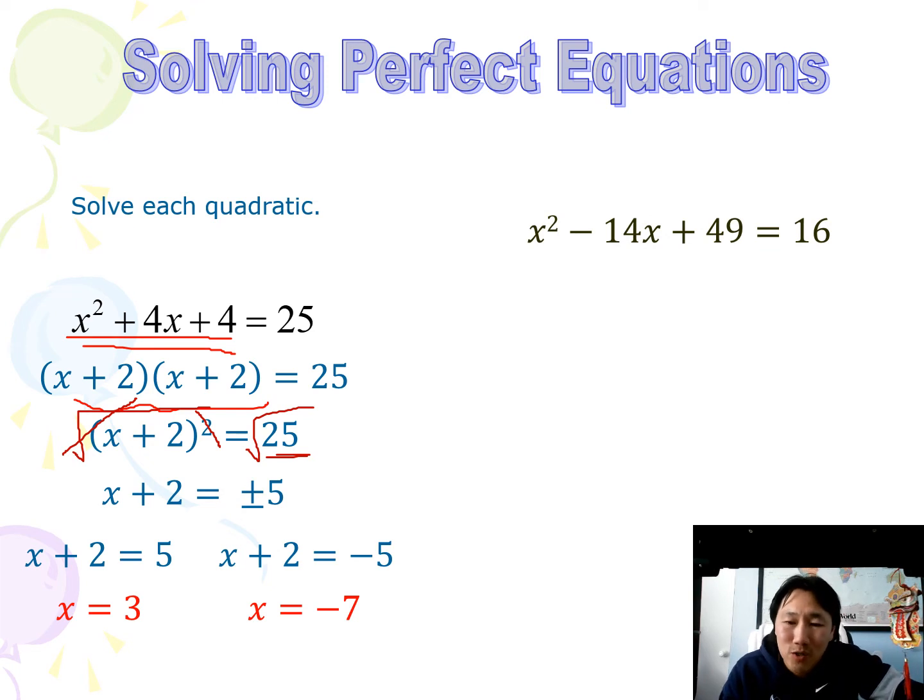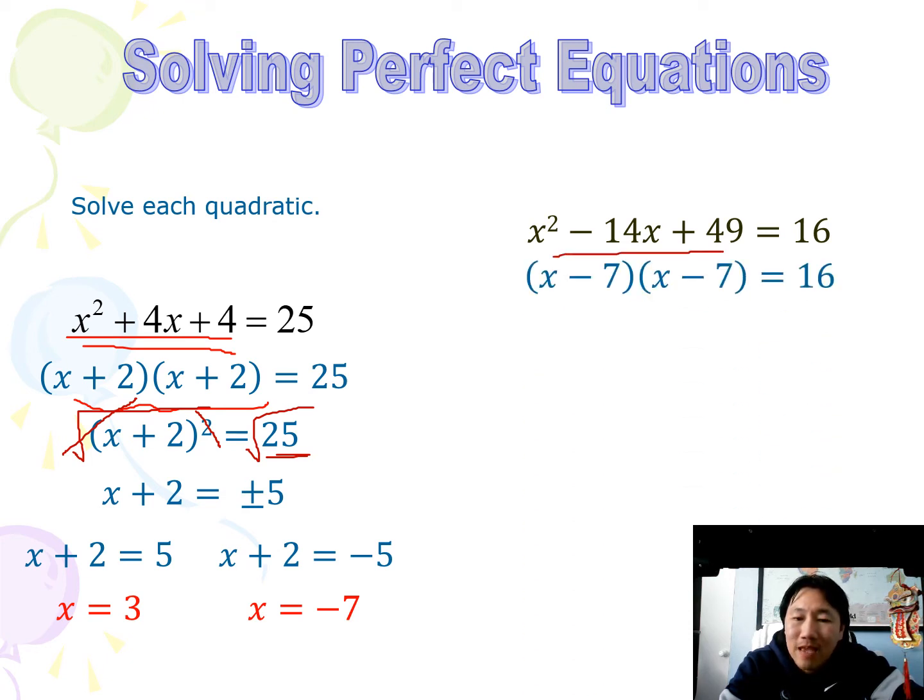Let's do another one just for fun. If you notice, 16 is perfect. And so that's how we kind of know that it might work out nicely. All right, so let's go ahead and factor this side. x minus 7 times x minus 7. All right, notice it's perfect. They're exactly the same. So I write that as squared.